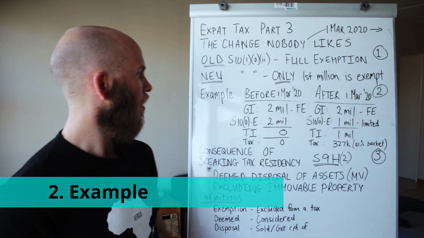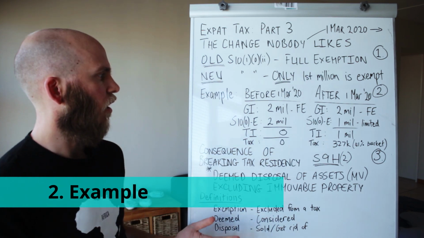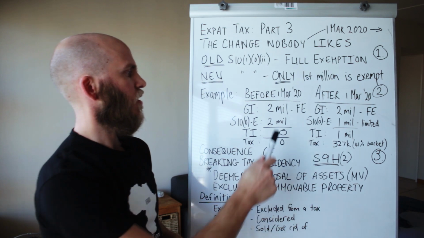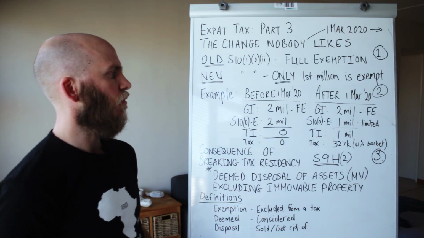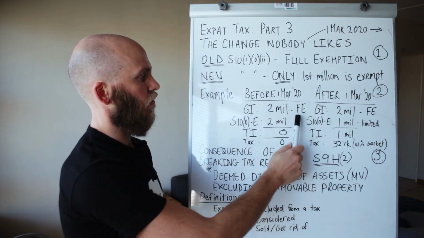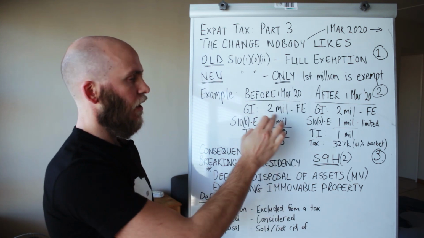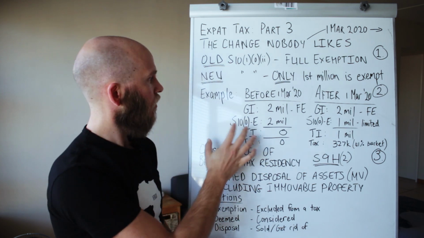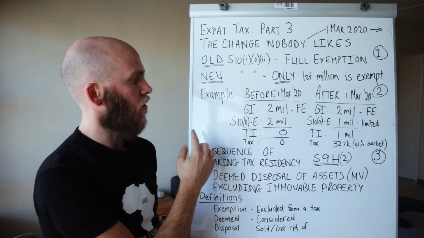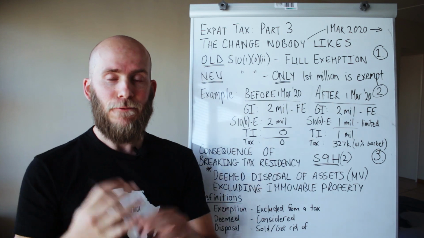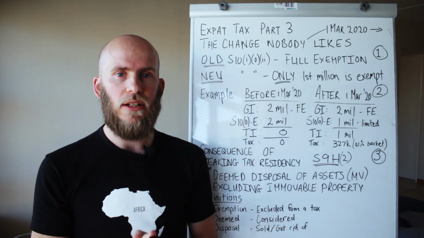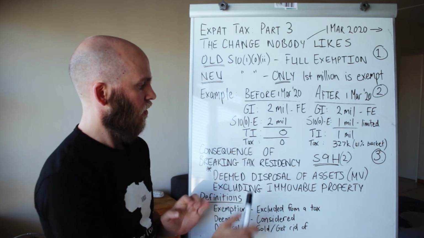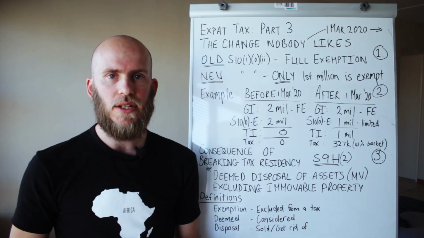Okay, so an example is, let's say I work in Angola, for example, and my contract says I'm going to earn 2 million for the work that I'm doing outside of South Africa, foreign employment, 2 million into my gross income. Then there's the section 10(1)(o) exemption. Before the 1st of March 2020, that exemption is fully exempt, so the first 2 million is exempt. That gives me a taxable income of 0 and then no tax.